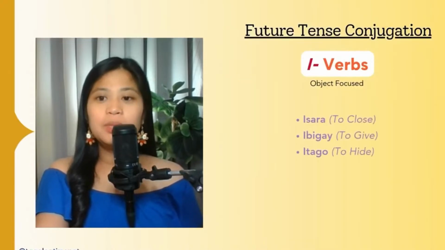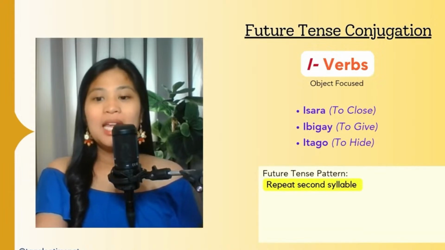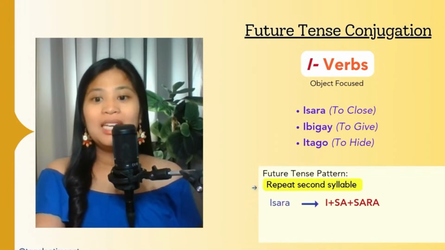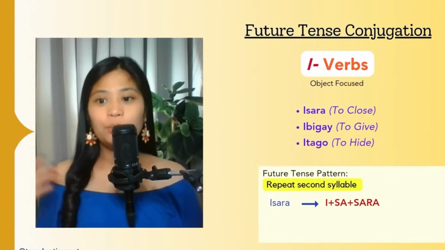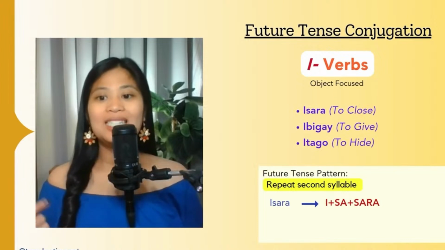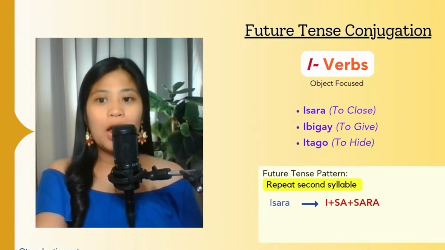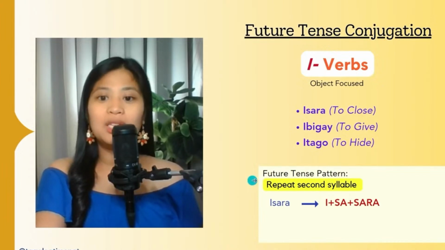Lastly, e-verbs. Some examples are isara, to close, ibigay, to give, itago, to hide. Now, for the future tense conjugation of e-verbs, you would just repeat the second syllable. Isara, to close, becomes isasara. Isasara ko yung pinto. I will close the door. Isasara. You just repeat the second syllable. You give it a try. What do you think ibigay, to give, and itago, to hide, will be in the future tense? And just follow this pattern.